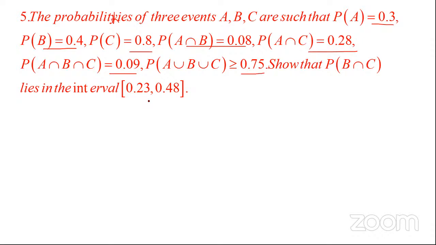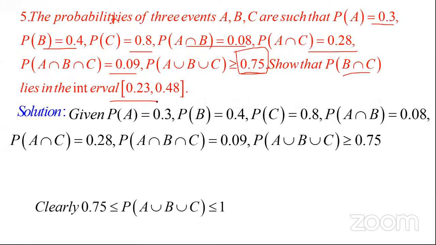So clearly we know that the probability of an event must and should lie between 0 and 1. Here the given value is 0.75, which is less than 1, and we have to prove that this lies between 0.23 and 0.48.